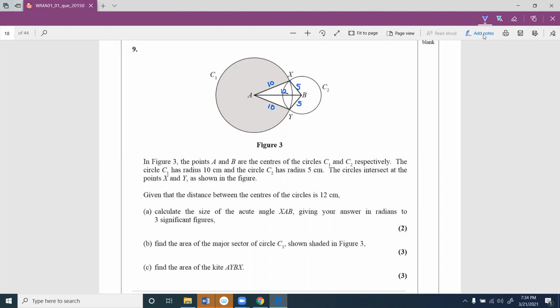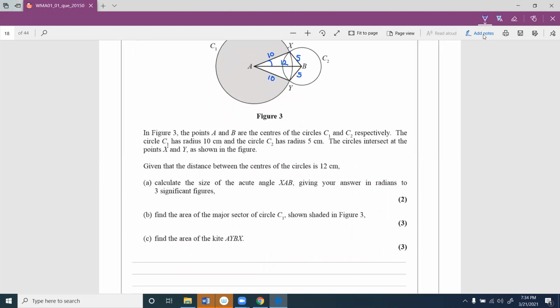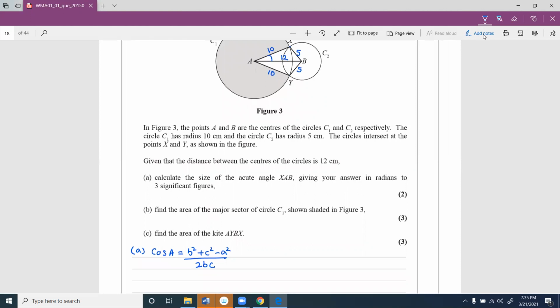Right. Calculate the size of the acute angle XAB, this part of it. So simply, you know that if you know 3 sides and 1 angle, you can use the cosine rule. I will use the formula cos A equals B squared plus C squared minus A squared divided by 2BC. But if you're familiar with A squared equals B squared plus C squared minus 2BC cos A, you can use it, doesn't matter, right? The only important point is you have to consider A as the side opposite to the angle. The other two can be changed, it's not a problem at all.